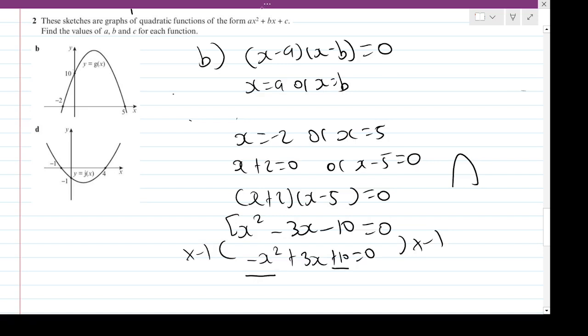So in general, the quadratic, y is g of x. That means our function g of x equals minus x squared plus 3x plus 10. Cool.